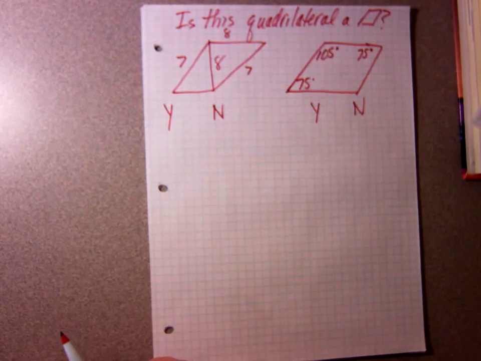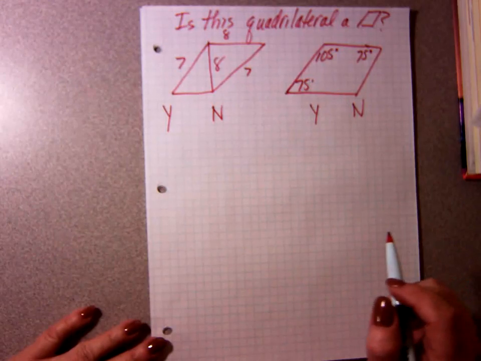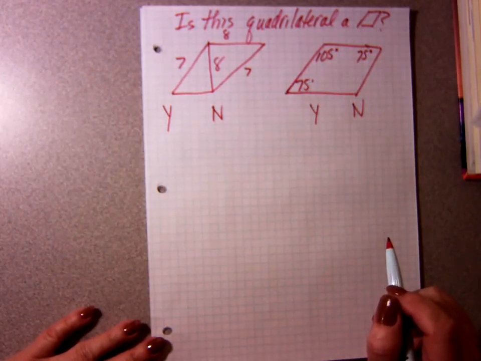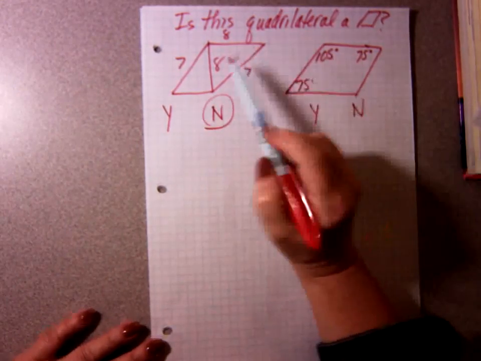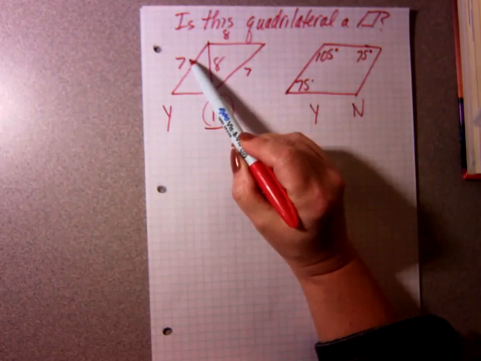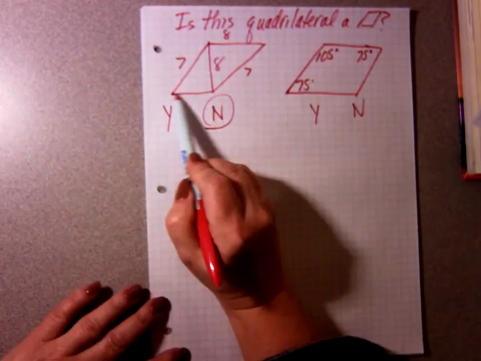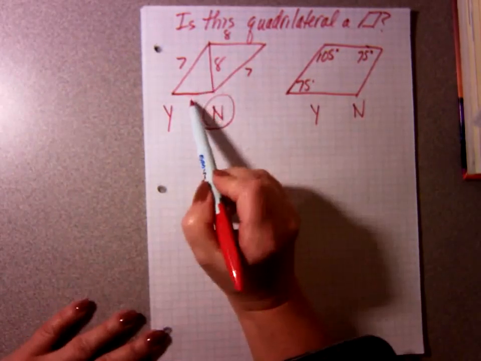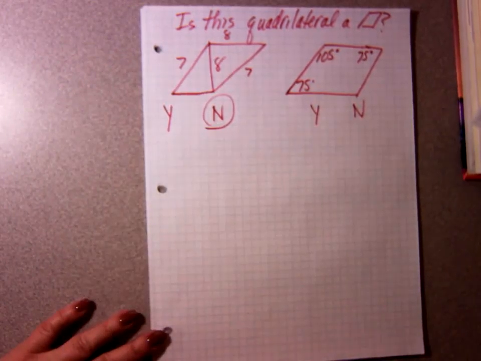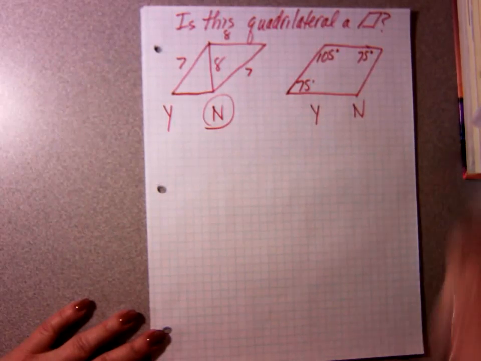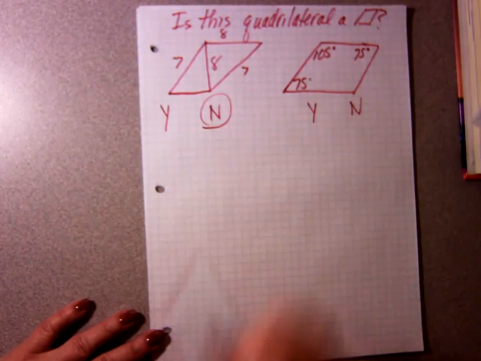First question, is there enough information to determine if this is a quadrilateral? And the answer is no, because we know nothing about the angles, so we would have to know what the length of this last side is, and we don't. If this were indeed 8, then it would be a quadrilateral. But we don't know what it is, so there's not enough information. And we have no way of figuring it out.